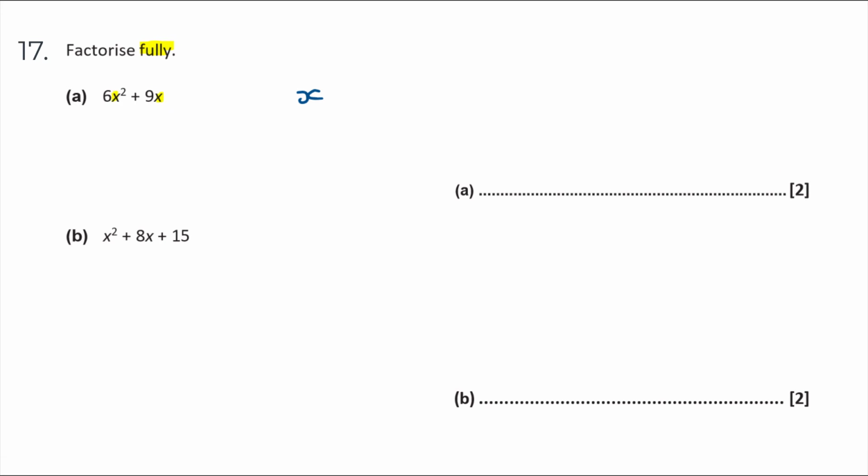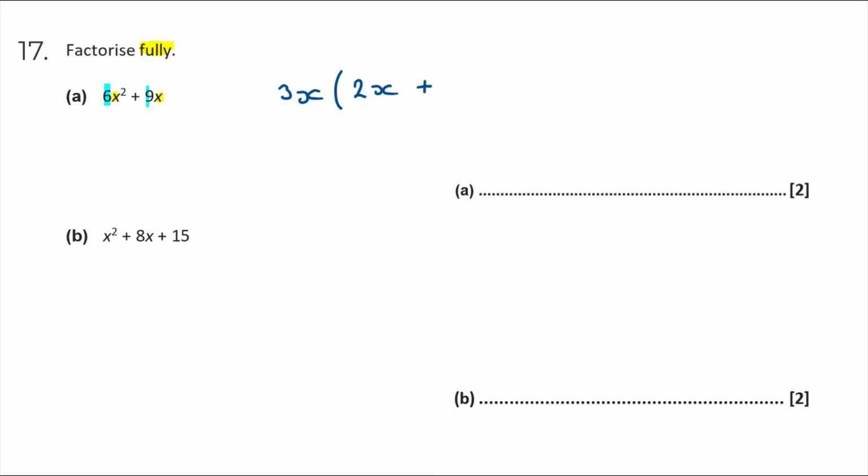But I've also got 6 and 9. And those two numbers are both in the 3 times table, aren't they? So 3 is also common. So I'm going to get 3x on the outside of my bracket. And then on the inside of the bracket, what do I have to multiply by 3x to get 6x squared? Well, if I multiply 3 by 2, I get 6, and if I multiply x by x, I'm going to get x squared. So I'm going to get 2x inside the bracket.